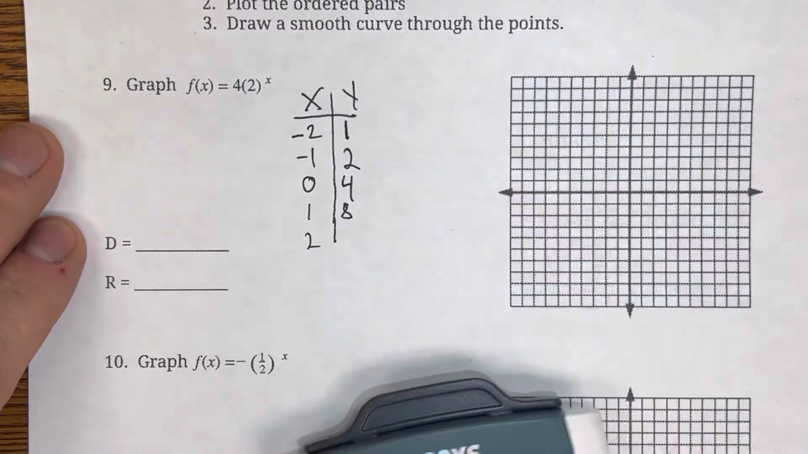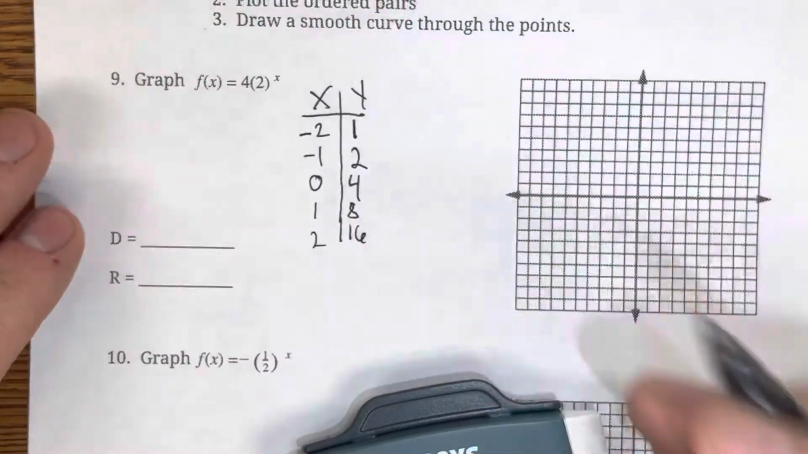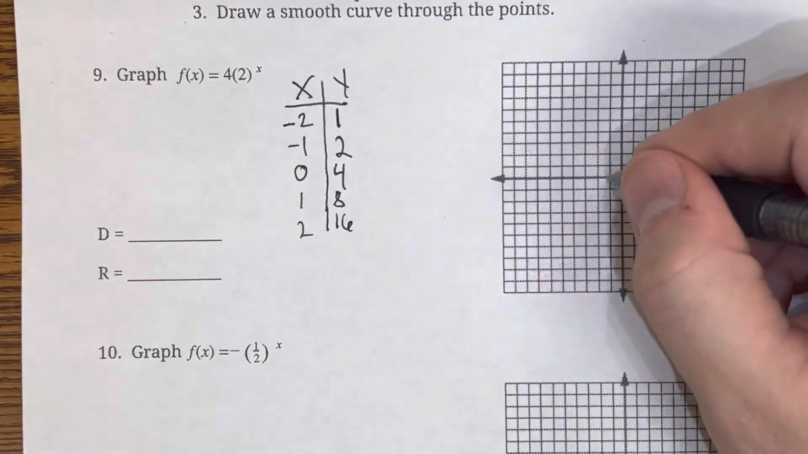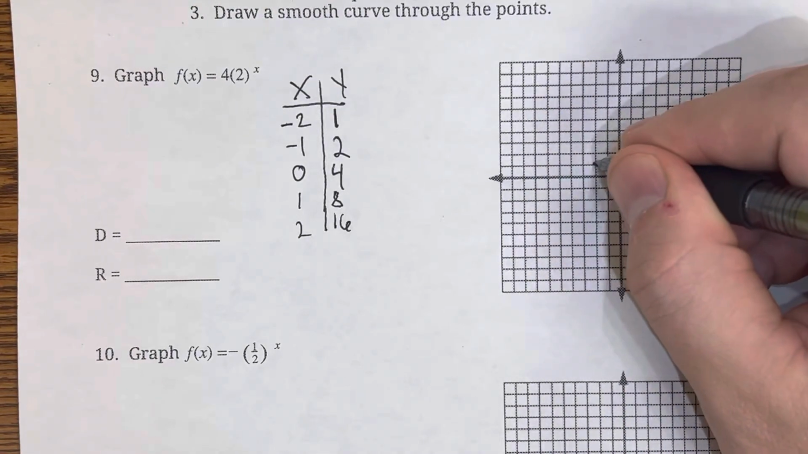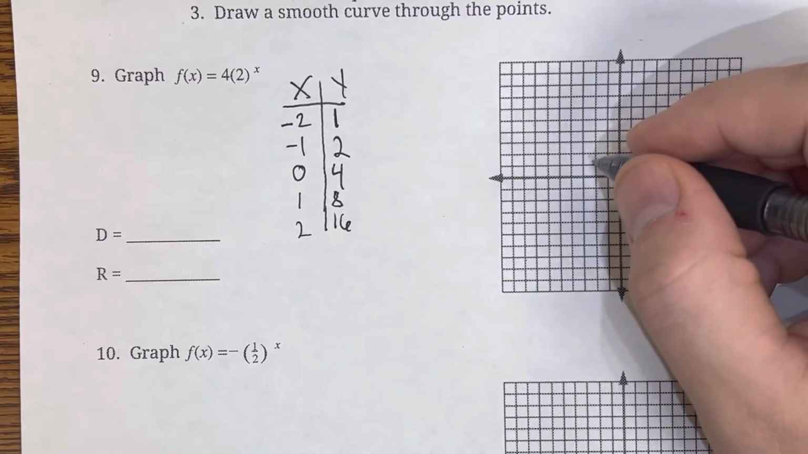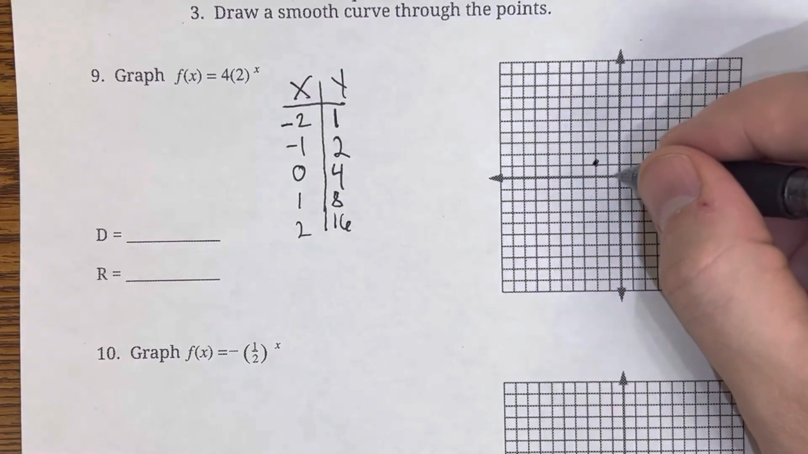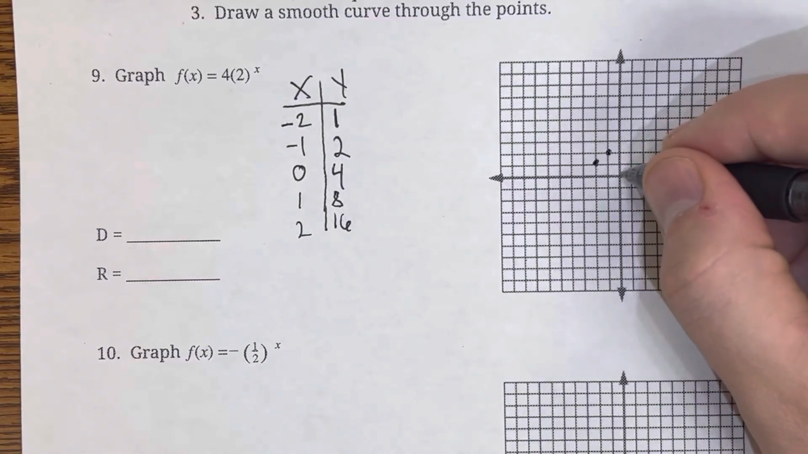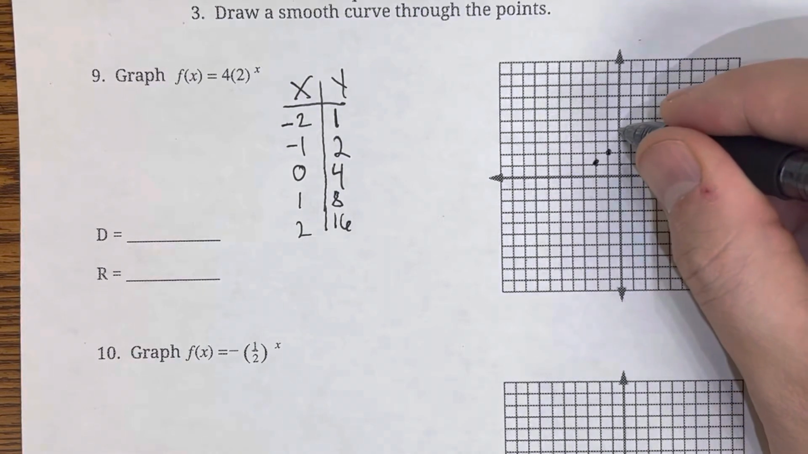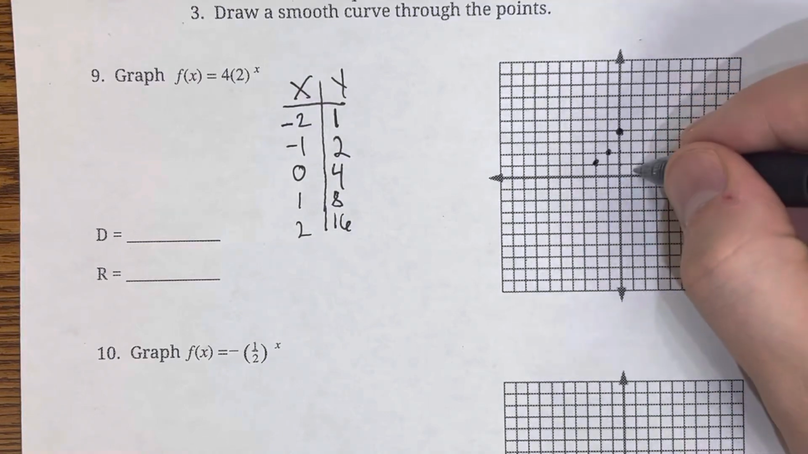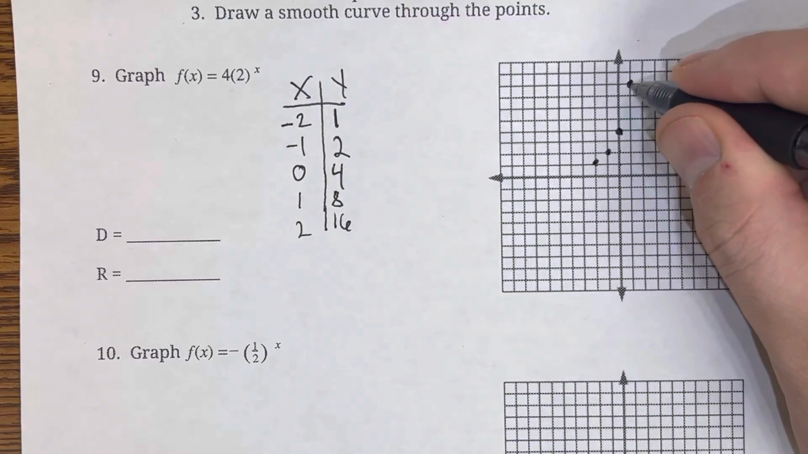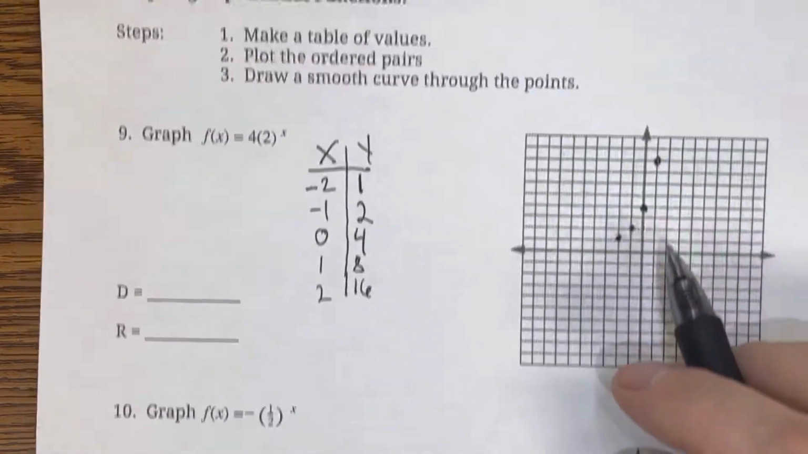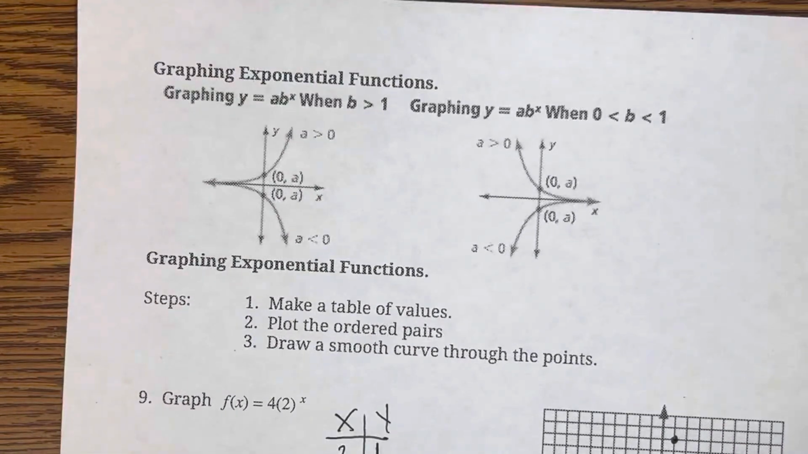It is. So we have our points graphed, all right, or plotted. We now need to put it on the graph. Nice and neat. So -2, up 1, -1, up 2, 0, we're at 1, 2, 3, 4, 1, 8.